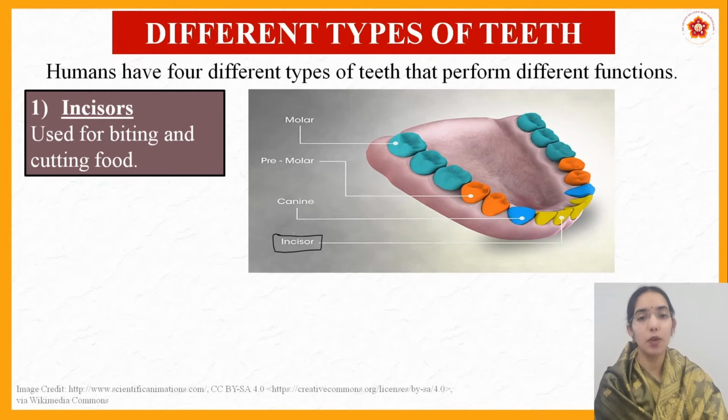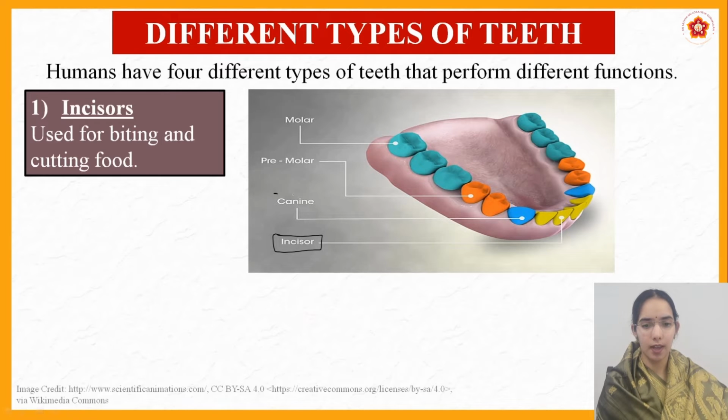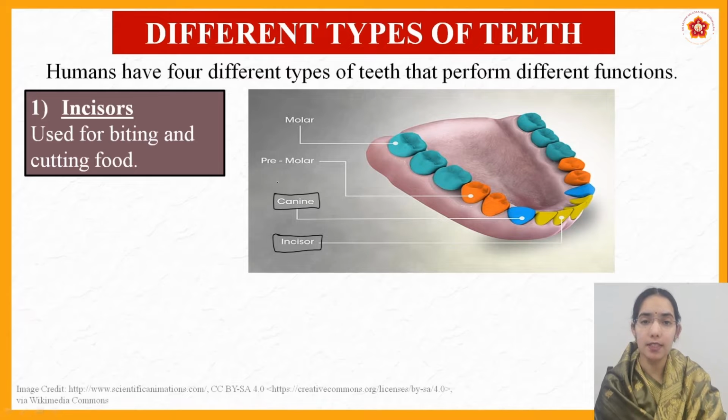Now the second type of teeth that you can see in this diagram are the canines. As you can see over here, the canines. Now what do we use these canines for? Try to think, when do we use these type of teeth?